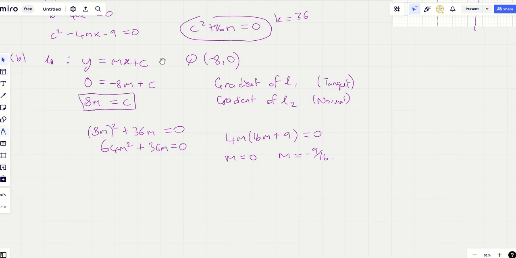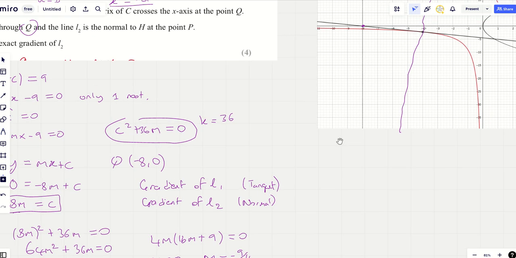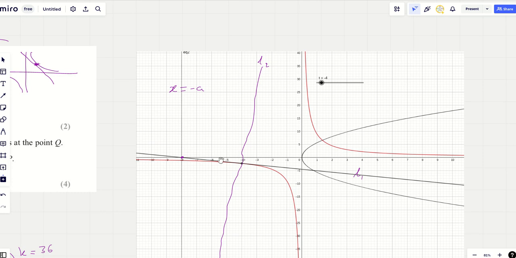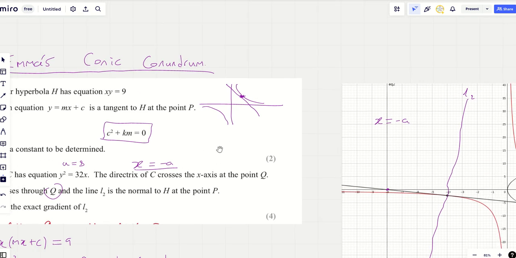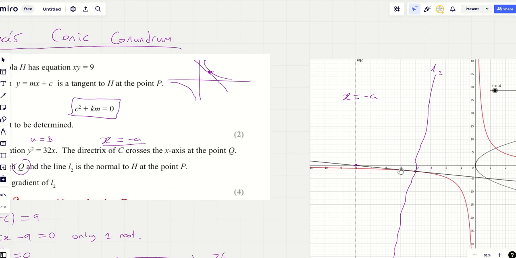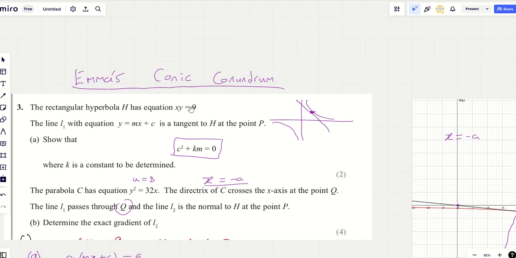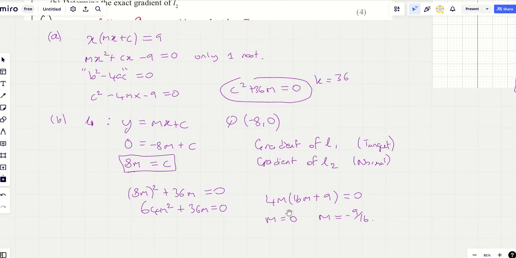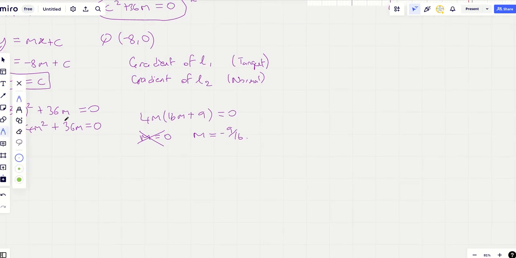Now m can't equal 0 because the gradient of L1 cannot get to 0. It's basically because the hyperbola isn't defined for that particular value of y. When y is 0, you can't have 0 equal to 9. In other words, implicit in this equation is the fact that y doesn't equal 0. And if y can't equal 0, then we certainly can't have m equals 0, in which case c equals 0, in which case y equals 0. So we can certainly exclude that one. And so the gradient of the tangent must be minus 9/16.